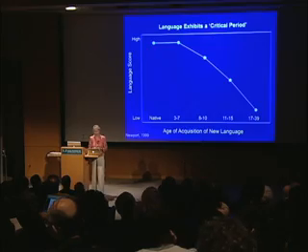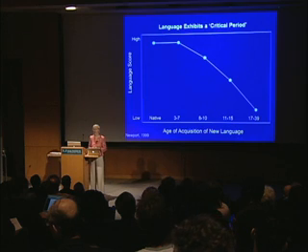While we all agree on this curve, there's not a scientist who disagrees with this curve, the explanation is hotly debated. What is it about aging that makes it so difficult to learn a new language, even when the desire is there? So I'm going to tell you today that it's not just computation.